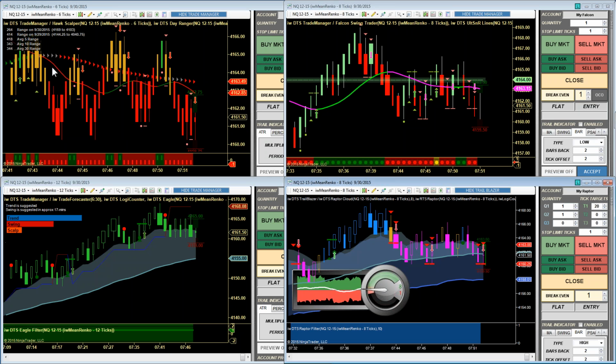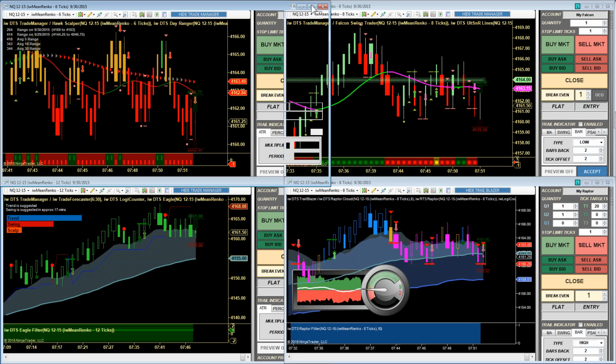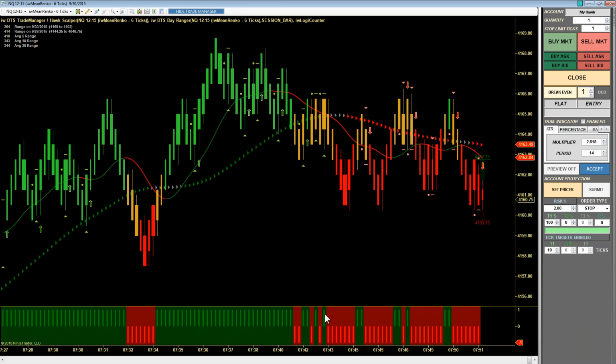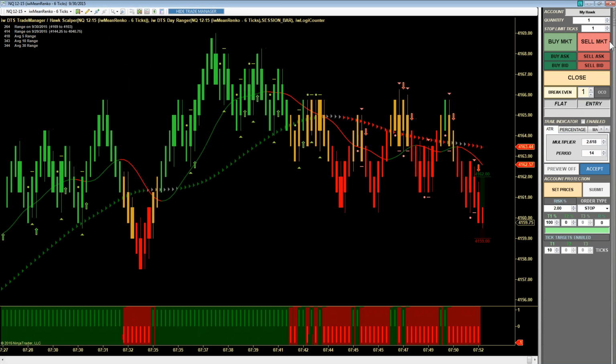All right, all these yellow bars here in the Hawk, our filter, are starting to break up. This is starting to look a lot choppier. That may have been the move of the day there, folks. We might see the NQ kind of move sideways for the rest of the session.